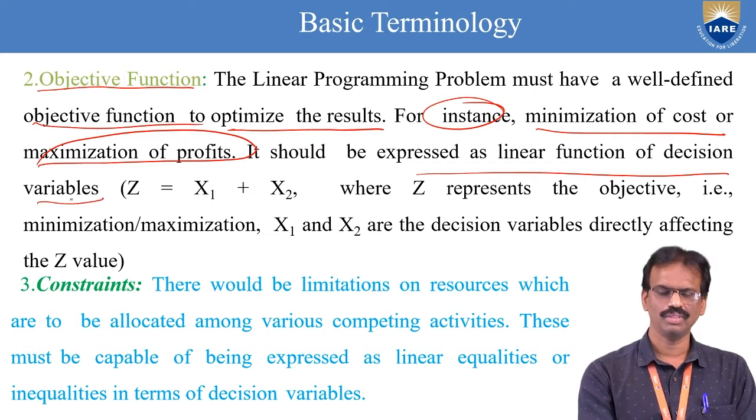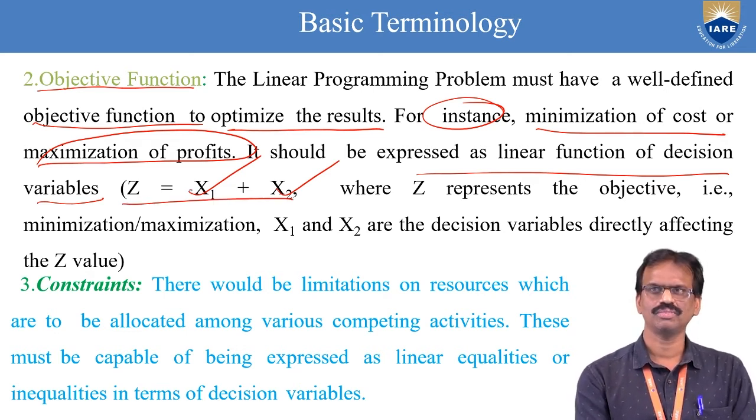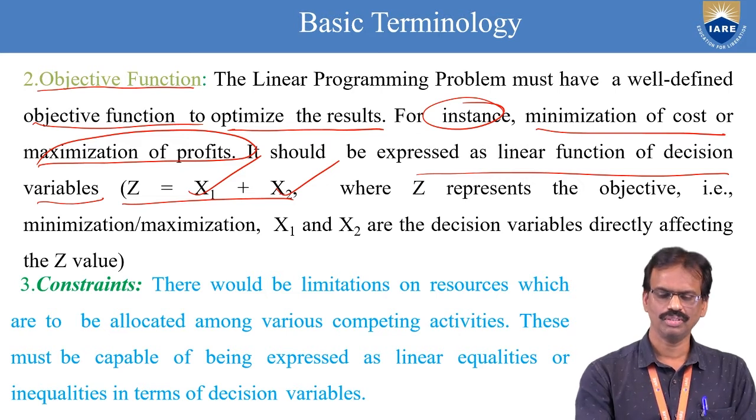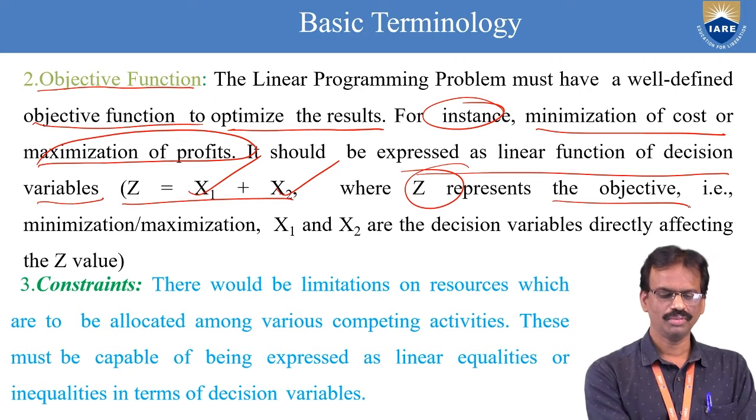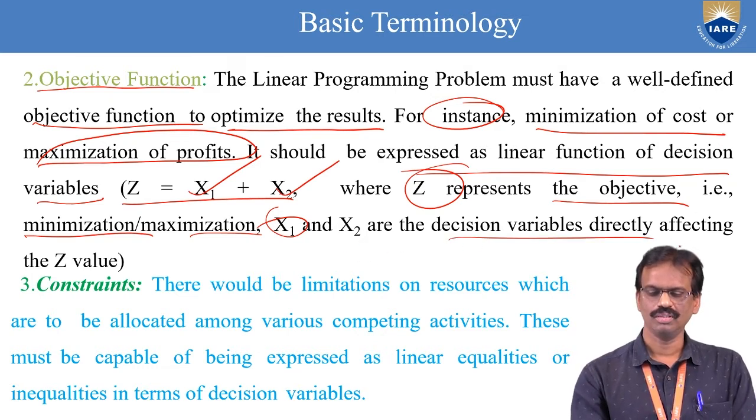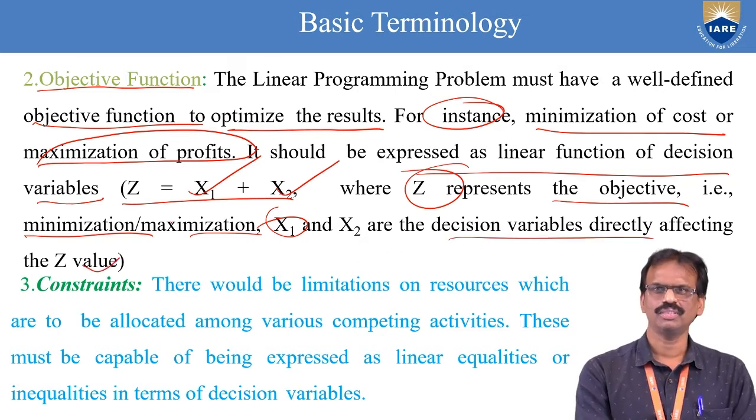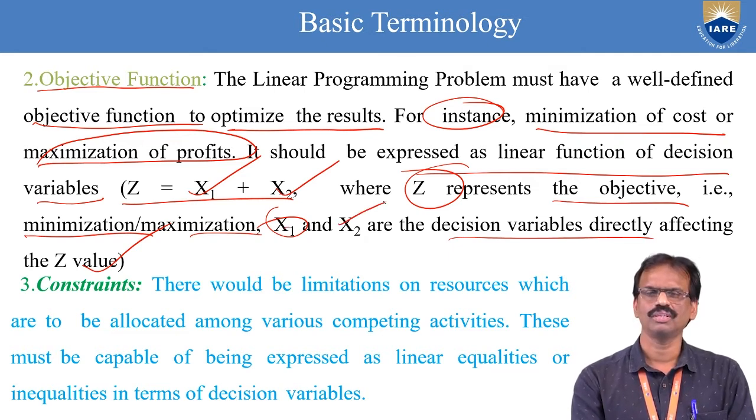Here the decision variables are x1 and x2. So z is equal to something times x1 plus something times x2. Here z represents the objective, meaning minimization or maximization. x1 and x2 are the decision variables directly affecting the z value. So z mainly depends upon x1 and x2, which are the variables.